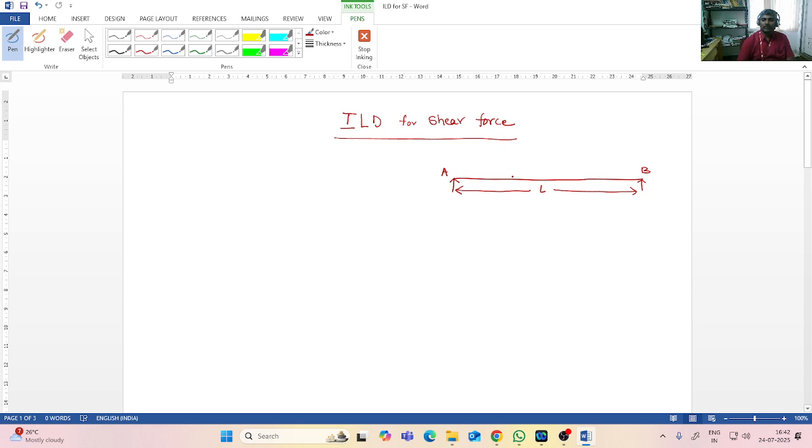Now let us say I am interested in plotting ILD for shear force at section C. So the section is located at a distance of small a.